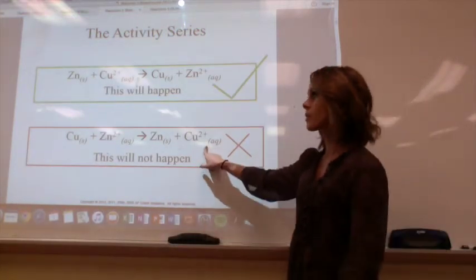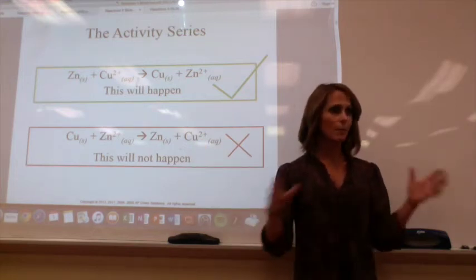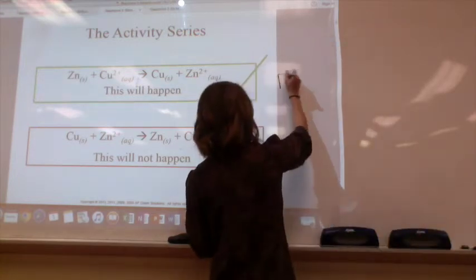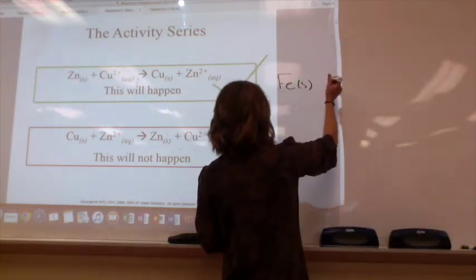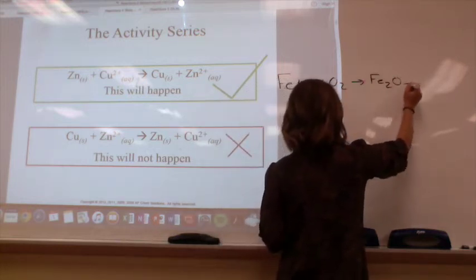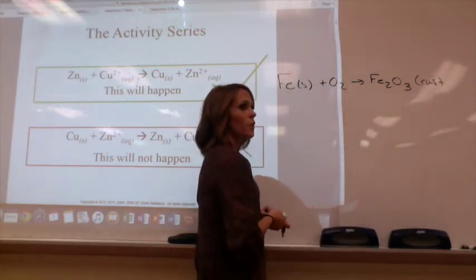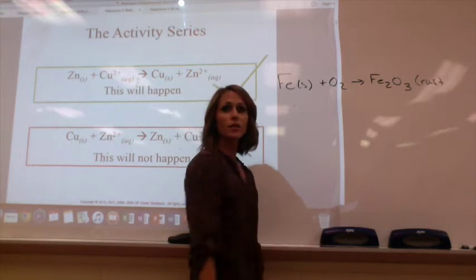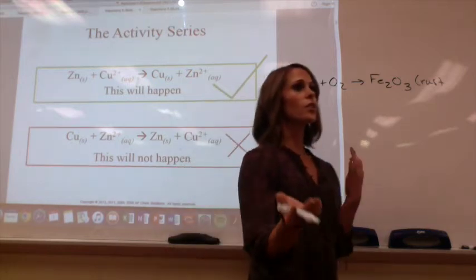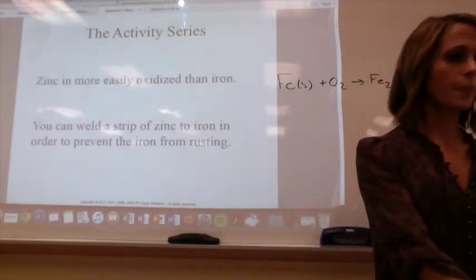But this doesn't happen. The reverse of a redox reaction is not spontaneous, meaning it won't just happen on its own. Sort of like if I give you this reaction, where I put iron, solid, and I react it with oxygen and air, and I'm going to make iron oxide. This is rust, right? So if something rusts naturally, does it unrust? So that's not going to occur. Things that occur spontaneously in one direction are not going to occur spontaneously in the other direction.